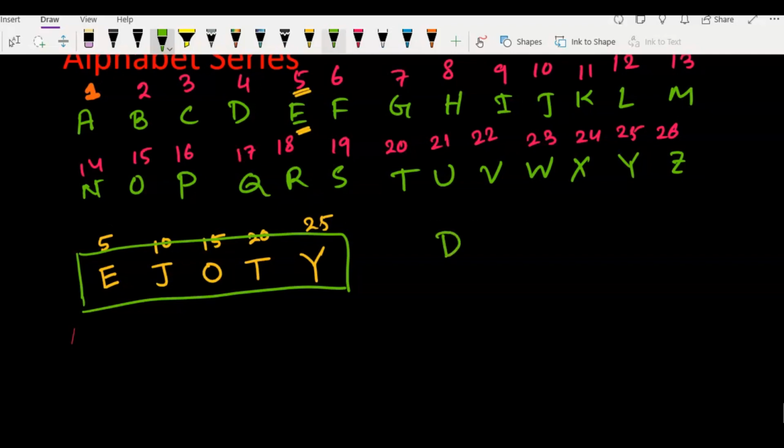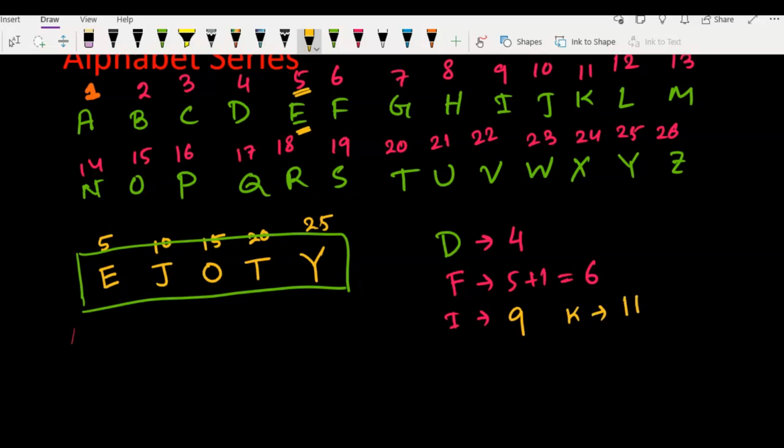What is the place value of D? The place value of D is 5 minus 1, because D is before E. So we get the place value of D is 4. What is the place value of F? It is 5 plus 1, that is 6. Then what is the place value of I? It is just before J, so its place value is 9. What is the place value of K? It is just after J, so its place value is 11.